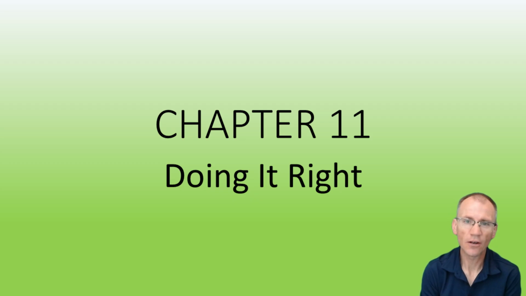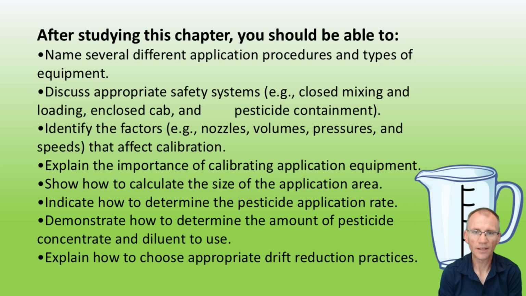Today's training is on Core, Chapter 11, Doing It Right. After studying this chapter, you should be able to name several different application procedures and types of equipment, discuss appropriate safety systems, e.g. closed mixing and loading, enclosed cab, and pesticide containment. Identify the factors, e.g. nozzles, volumes, pressures, and speeds that affect calibration. Explain the importance of calibrating application equipment.